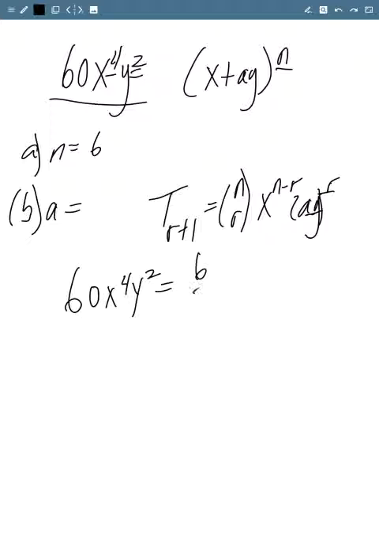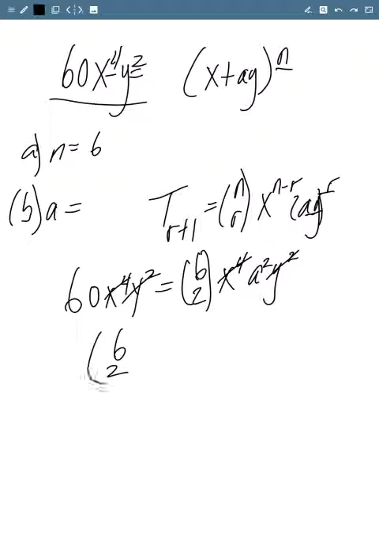So I have 6 choose 2 times x to the 4th, n minus r, 6 minus 2 is 4, a squared, y squared. The x's and the y's go away. And what I'm left with is, I'll flip this over, I get 6 choose 2 a squared is equal to 60. And 6 choose 2 is the same thing as 6 choose 4.